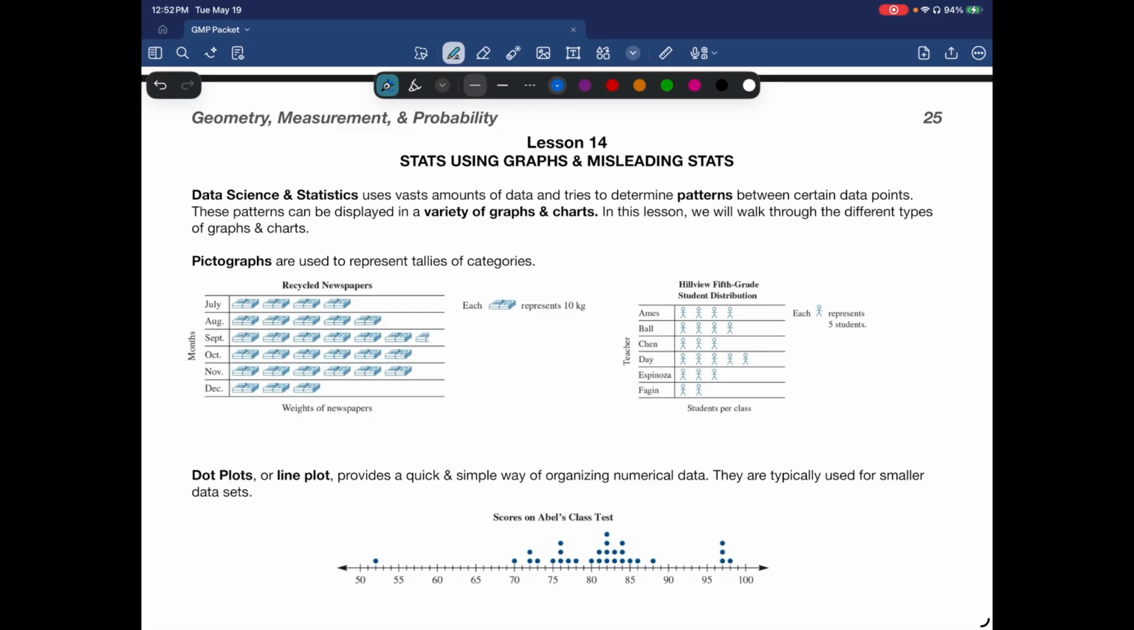So data science and statistics uses vast amounts of data and tries to determine patterns between certain data points. These patterns can be displayed in a variety of graphs and charts. In this lesson, we're going to walk through these.